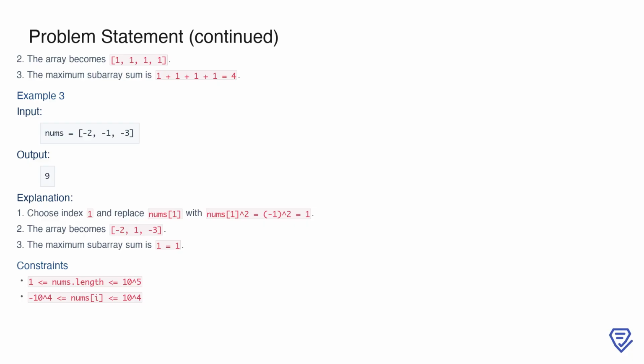For a third example, consider nums equals [-2, -1, -3]. In this case, squaring the element at index 1, which is -1, results in (-1)^2 equals 1. The updated array becomes [-2, 1, -3]. The largest subarray sum here is simply 1, which is the result. These examples illustrate the importance of carefully selecting which element to square to maximize the subarray sum.